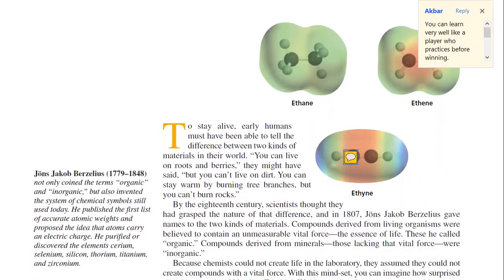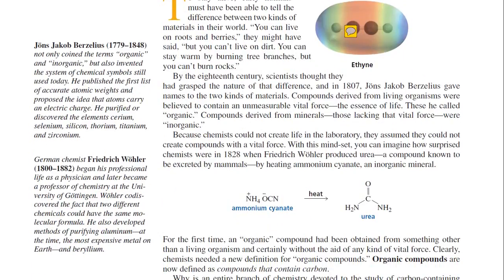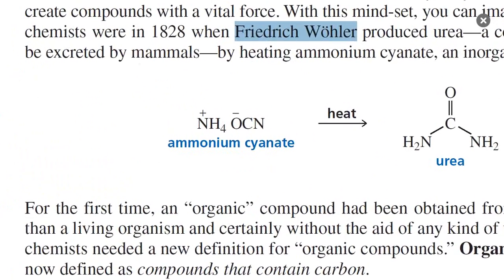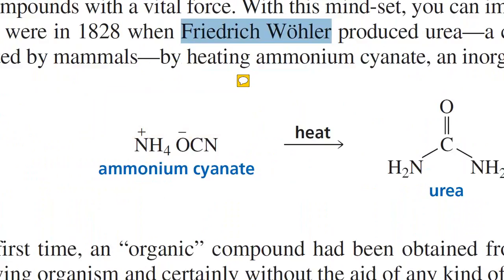We are now going to talk about what organic chemistry is and how the definition of organic chemistry was changed. This is an organic molecule, urea. The first scientist who prepared it was Friedrich Wohler. And from what did he prepare it? He prepared it from an inorganic molecule, which is ammonium cyanate.